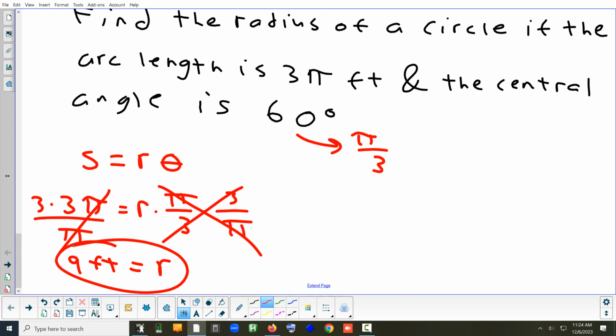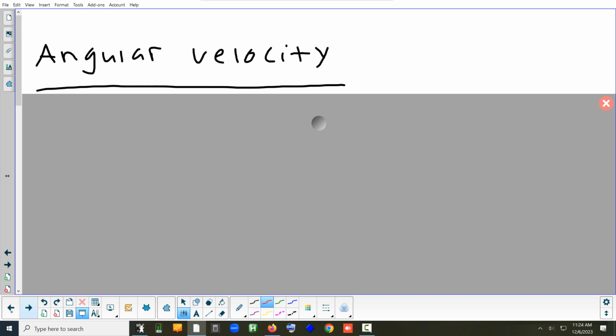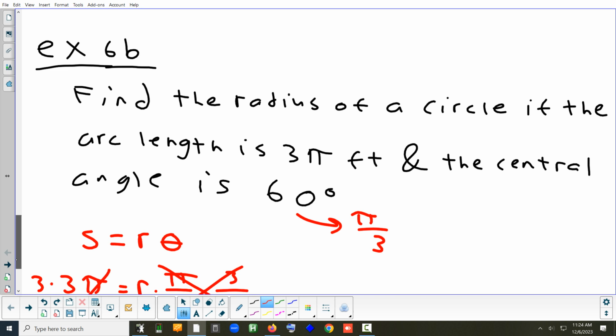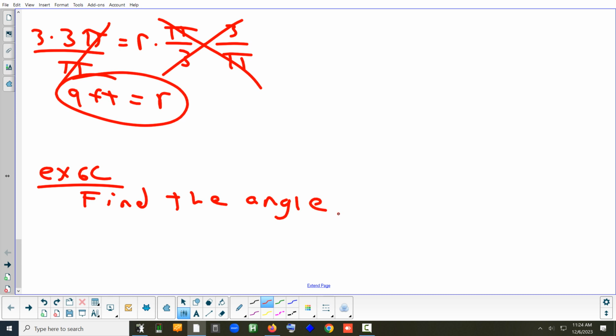We did one where you found the arc length. Let's do one where you find the angle. Okay, since I'm not planning on getting to the second part that I normally would, we have a lot of extra time. So let's do 6C. All right, so find the angle. I'm not going to write out the whole sentence. I'm just going to give you the information. So the radius is 2 inches, and the arc length is 4 pi inches.